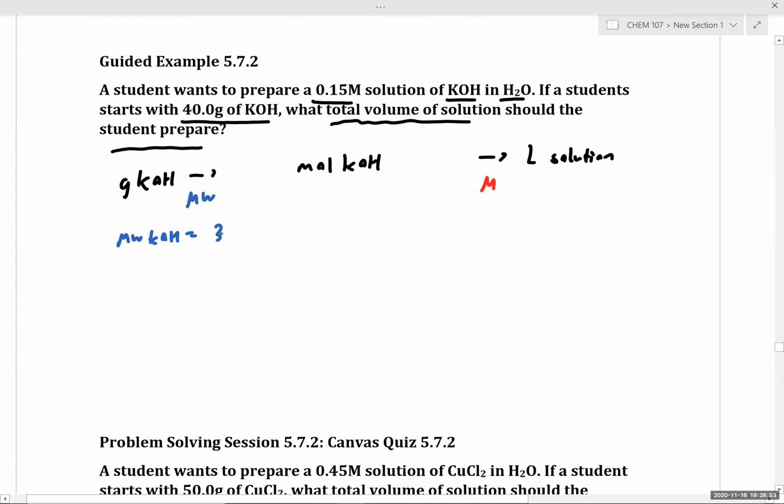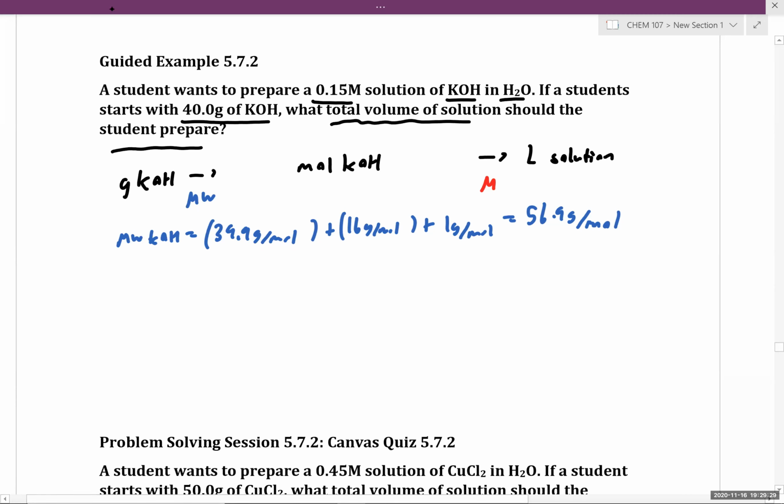So potassium is 39.9 gram per mole. Oxygen is 16 gram per mole. Hydrogen is 1 gram per mole. So that gives us 39.9 plus 16 plus 1, 56.9 gram per mole.